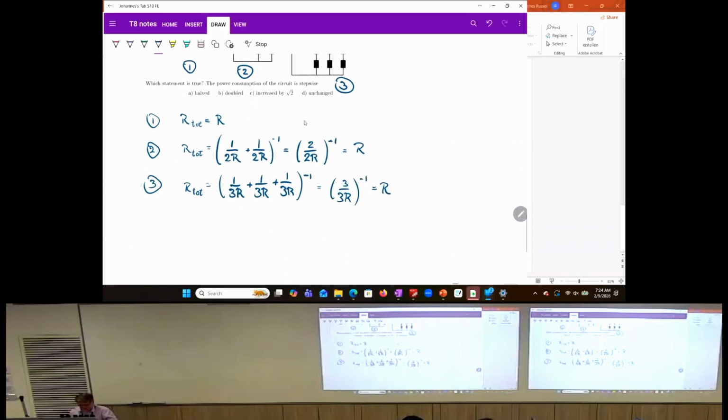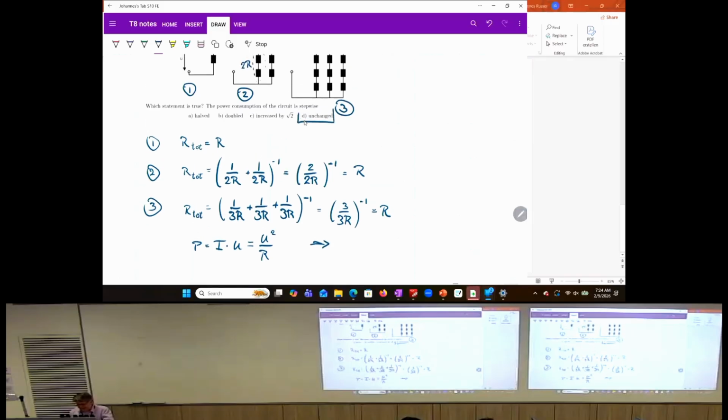And you see what is asked is the power consumption. The power consumption is current times voltage, or you can also give it as voltage squared over R. And then you see the correct answer is D. D is the correct answer. The power remains unchanged.